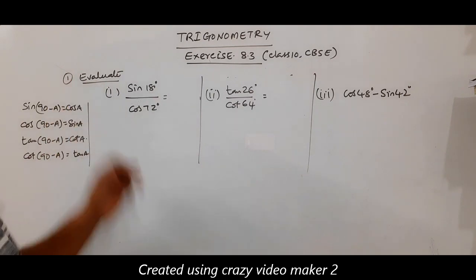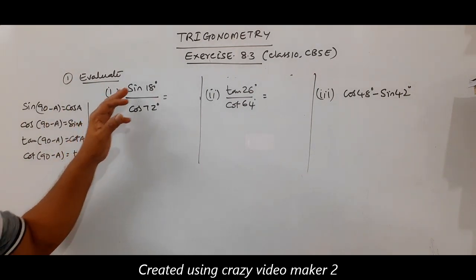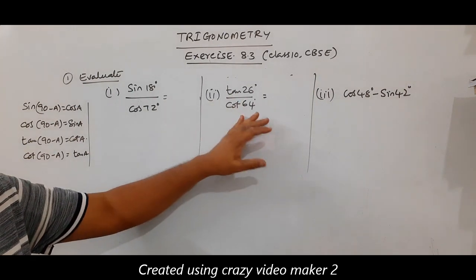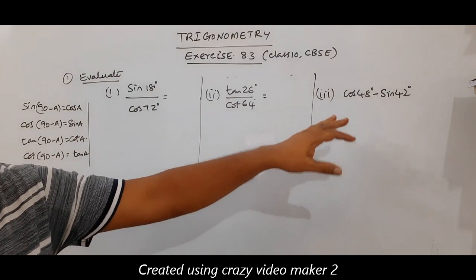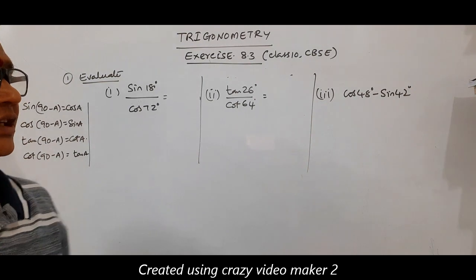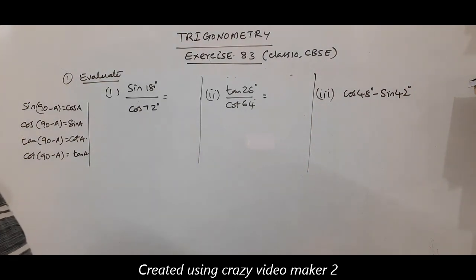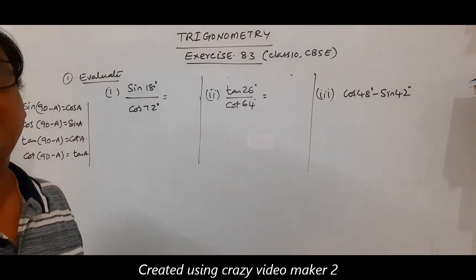The first question is evaluate: sin 18 by cos 72, tan 26 by cot 64, cos 48 minus sin 42. Another question is there, that is cosecant 31 minus secant 59.